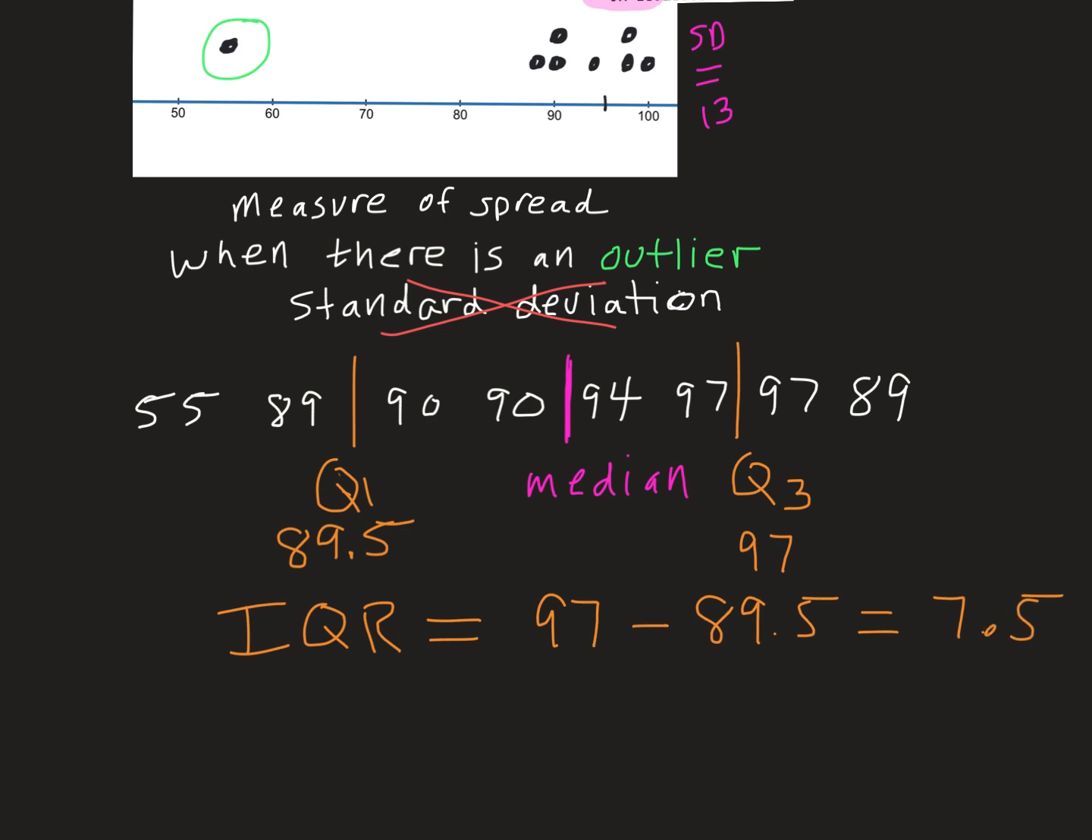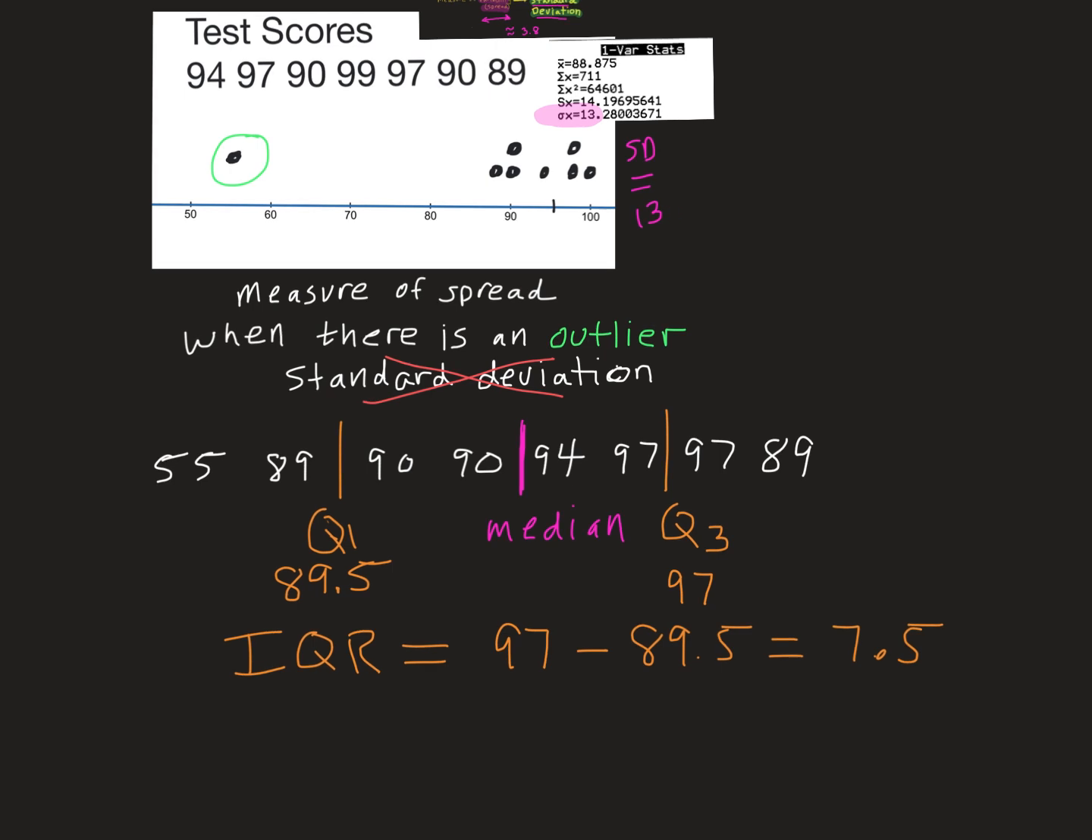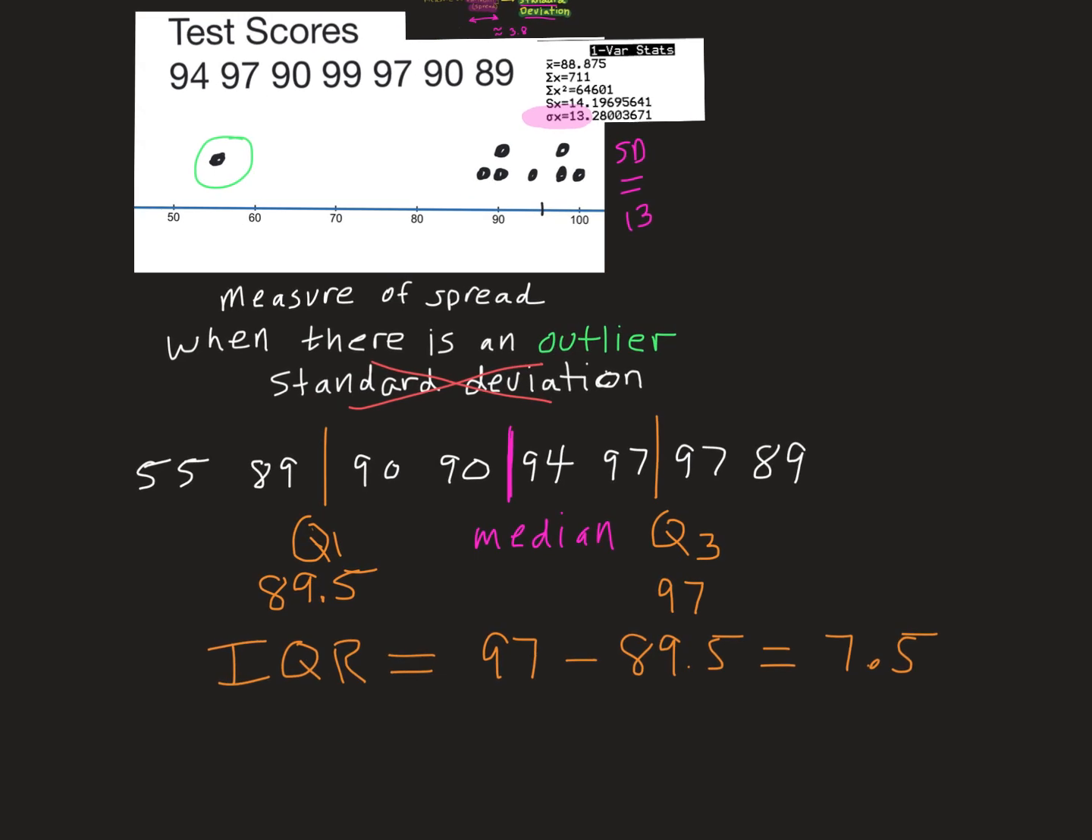And 7.5 represents how spread out most of your data is if you don't include the outlier. And that gives us a better idea of how spread out most of the data is because the IQR is still going to be represented by these middle values. So it doesn't get changed as much by an outlier.